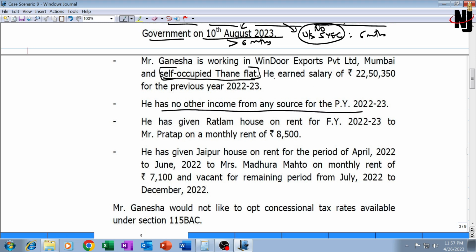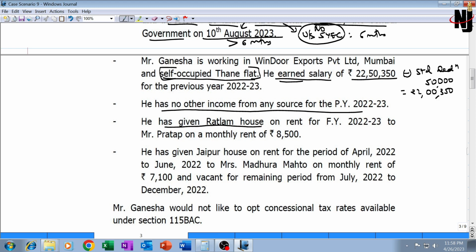But before that, we forgot one point. He earned salary of 22,50,350 for the previous year 22-23. Now he earned a salary, that means this is before standard deduction. From this, standard deduction will definitely be allowable in case he does not opt for the 115BAC new tax regime. Eventually salary will become 22 lakh and 350.